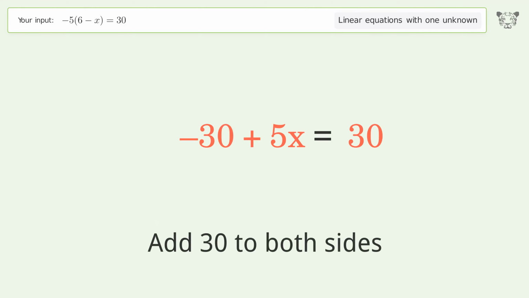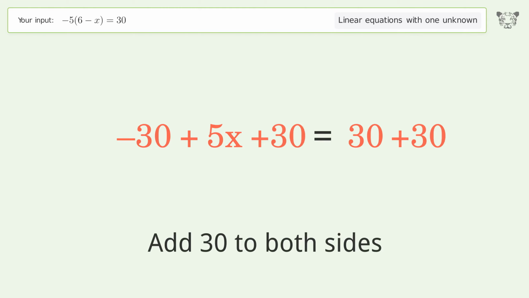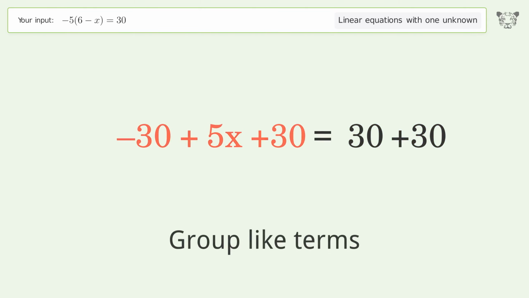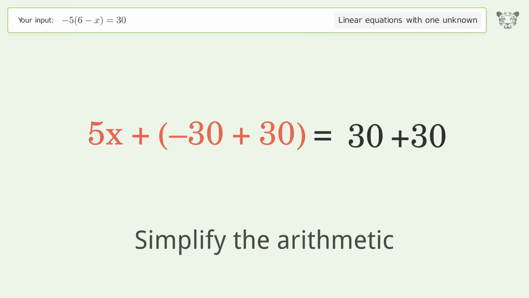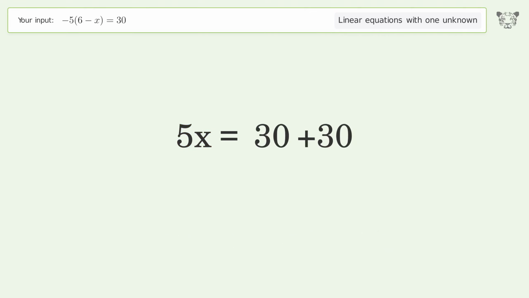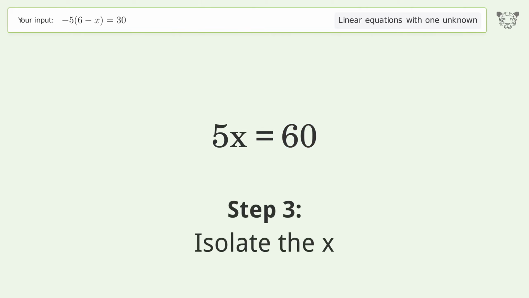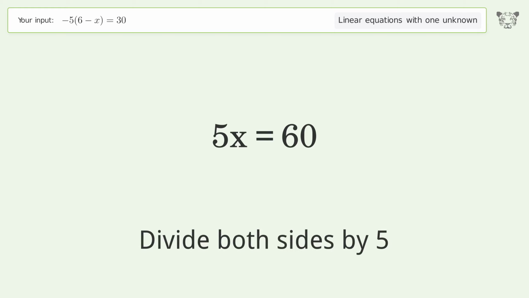Add 30 to both sides. Group like terms. Simplify the arithmetic. Isolate the x. Divide both sides by 5.